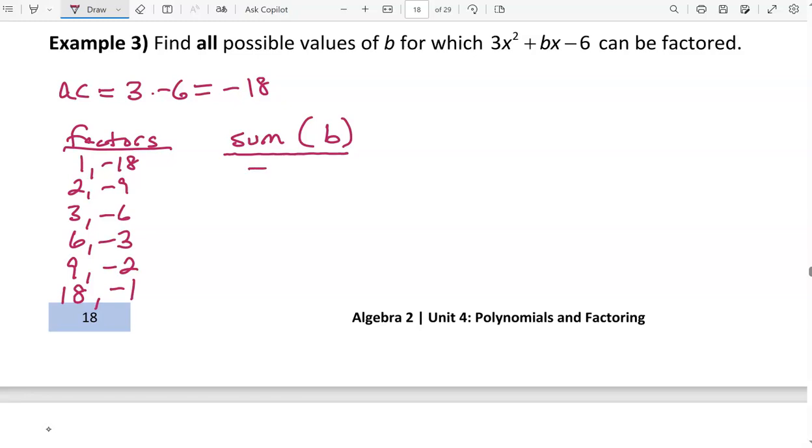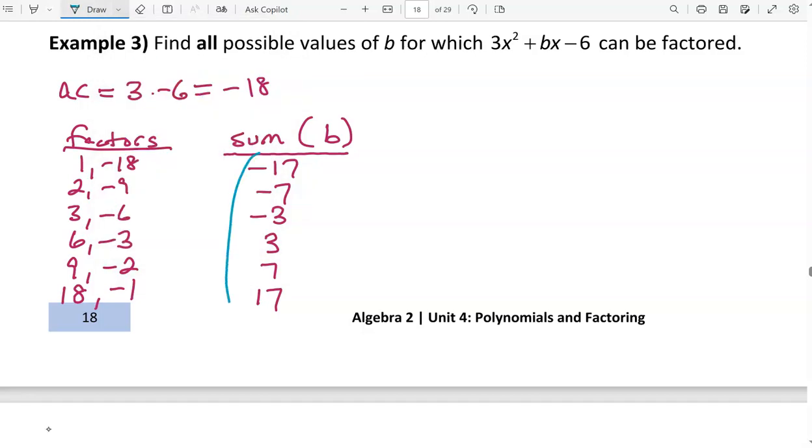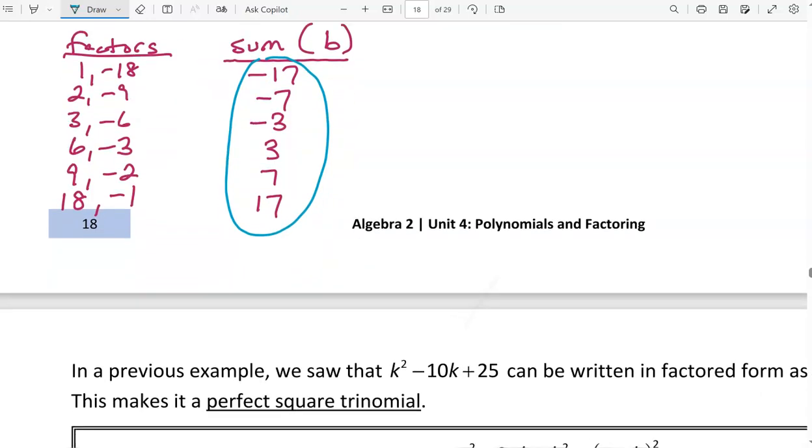1 plus negative 18 is negative 17. 2 plus negative 9 is negative 7. 3 plus negative 6 is negative 3. 6 plus negative 3 is positive 3. 9 plus negative 2 is 7. 18 plus negative 1 is positive 17. So the answer is all of these values will give you a polynomial where if b is that value, then that polynomial could be factored. If b is anything other than those 6 values, this polynomial will not be able to be factored.